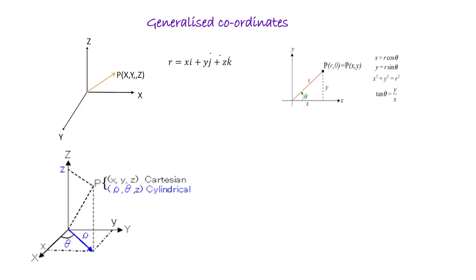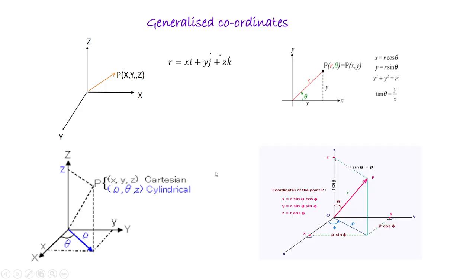need two different types of coordinates. One is cylindrical, another one is a spherical coordinate system. So these are the known coordinate systems to describe the motion of a particle in general. There is another type of coordinate system introduced by Lagrange, and that is called the generalized coordinates.